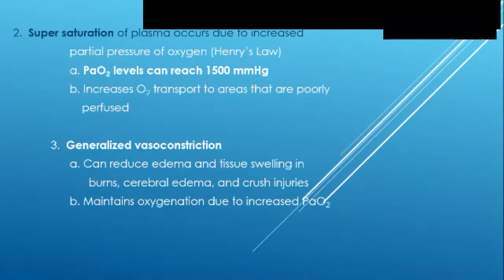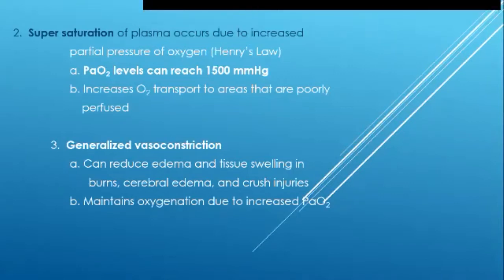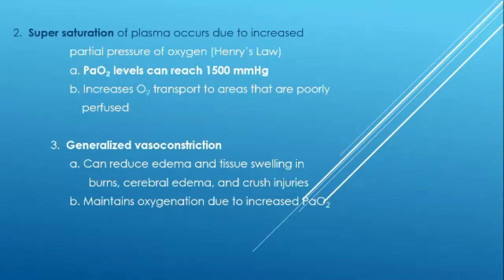Supersaturation of plasma occurs due to increased partial pressure of oxygen, which is Henry's law. The PaO2 levels can reach all the way up to 1500. The normal PaO2 is 80 to 100. That is perfect. If I have a PaO2 of 100, then I have no hypoxemia, that's normoxemia. But if I get into a hyperbaric chamber, I can push my PaO2 all the way up to 1500.